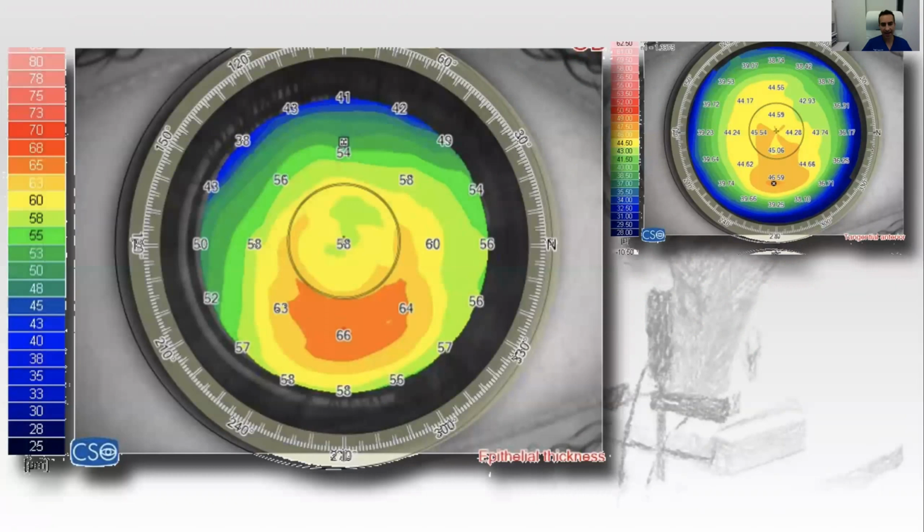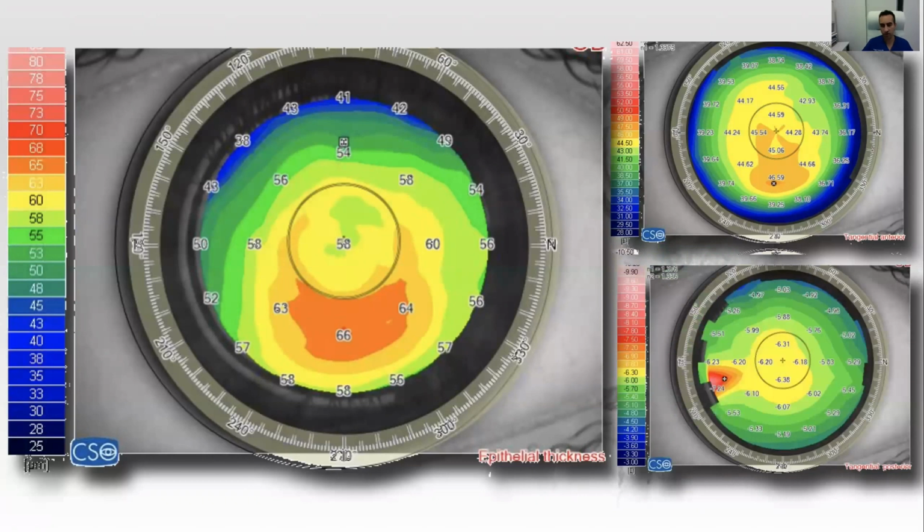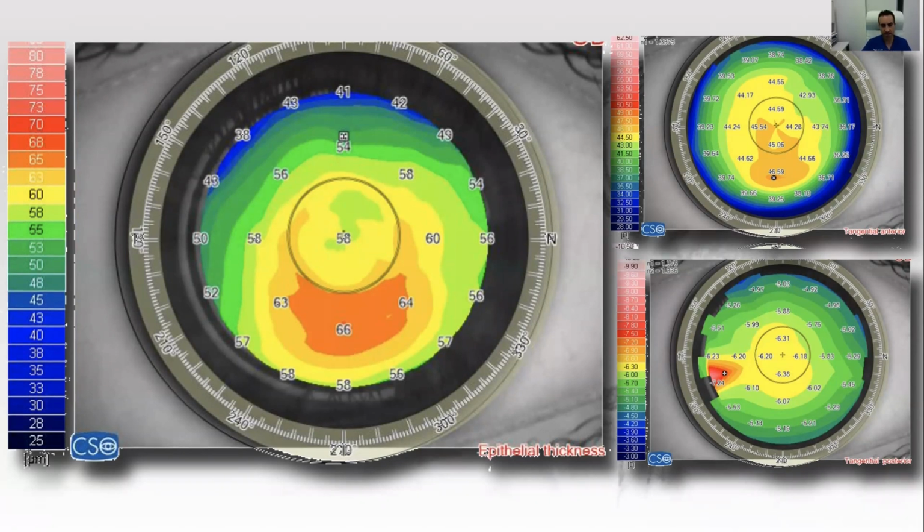This is another example with inferior steepening. And again, we have a lot of thickening inferiorly on the epithelial map, a lot of contact lens warpage, while the posterior curvature looks pretty good as well. So looking at the posterior curvature, the epithelium, and the anterior corneal curvature can give us an idea, again, of the status of the cornea.